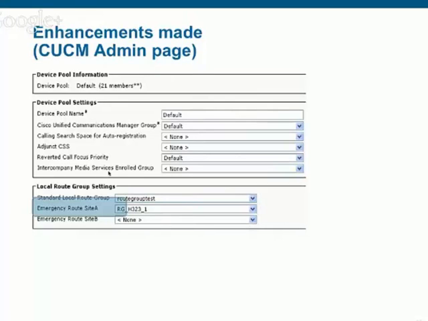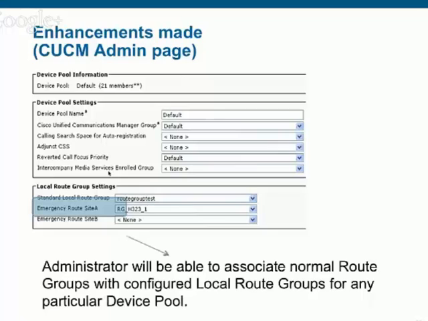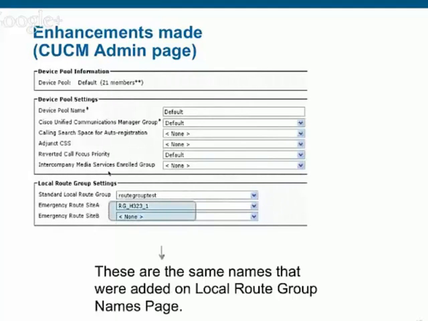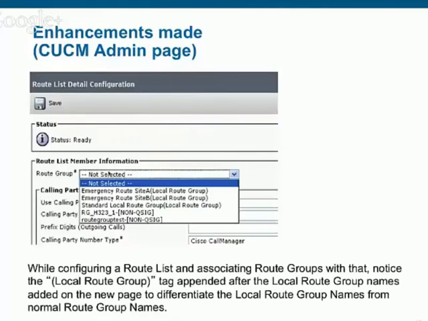So you don't have to really go and make so many changes, but you can do this right here. So that's exactly what it's going to do. So you can associate your route groups here itself. So these are the names of the route groups that you would have created. So this is interesting here.